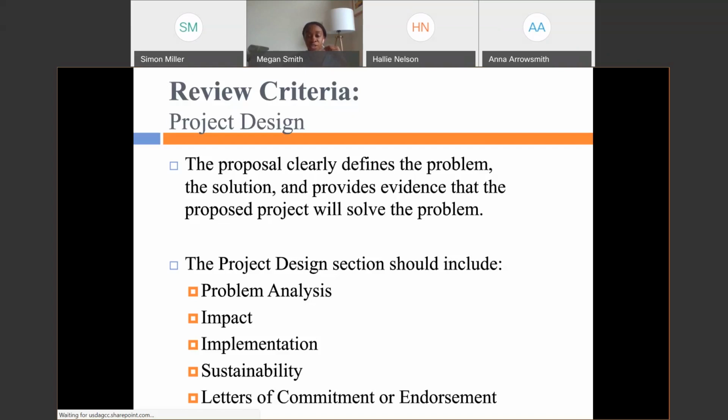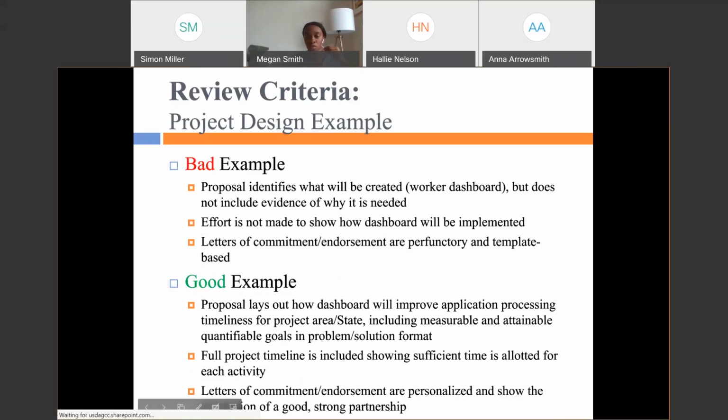The project design section should include: 1. Program analysis, 2. Impact, 3. Implementation, 4. Sustainability, and lastly, letters of commitment or endorsement. The RFA offers specific criteria for the project design section. Now we will go through a few good and bad examples for folks' awareness.